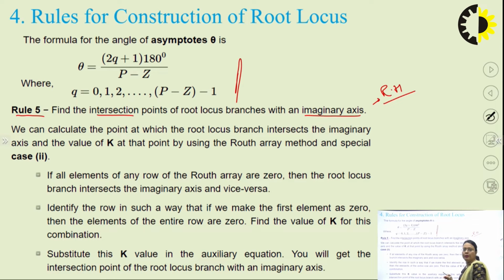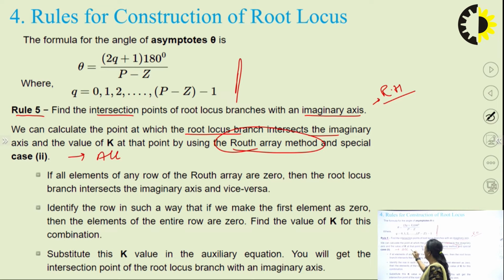There we have 3 points. When we calculate the point at which the root locus branches intersect the imaginary axis and the value of k at that point by using the Routh-Hurwitz method, see, this is the special case 2. In the Routh-Hurwitz method we have studied the 2 special cases. One is when a single element in a row is 0, and the second special case is when all the elements in a row are 0. So this is case 2, in which all the elements of a row are 0.